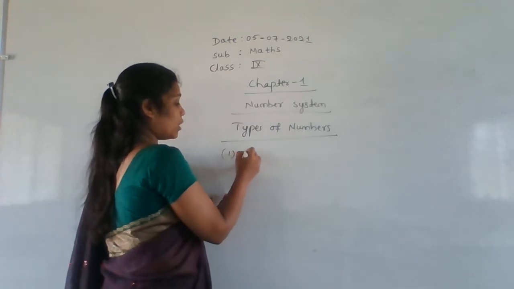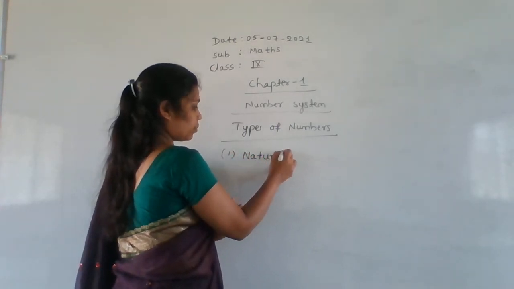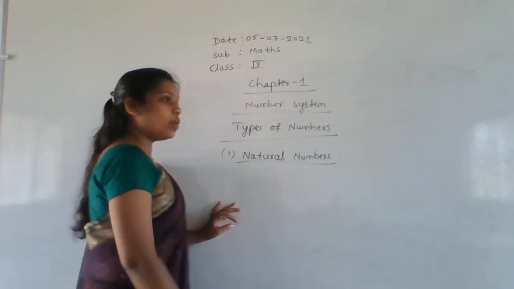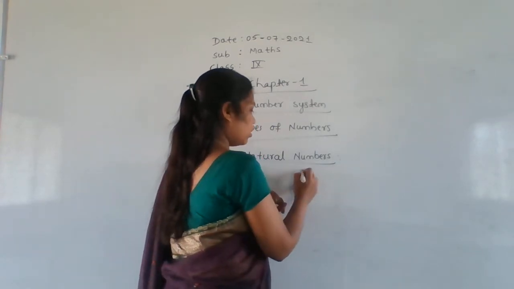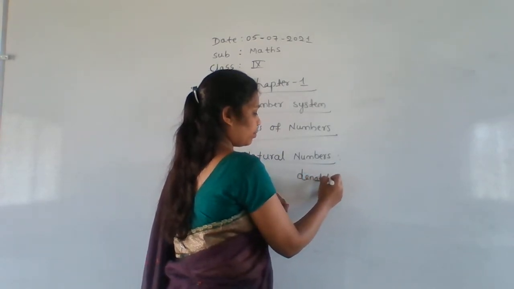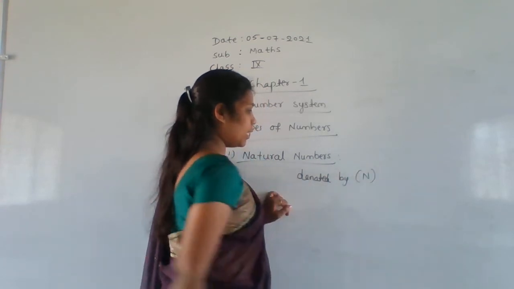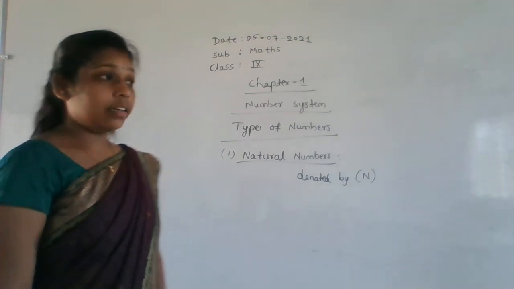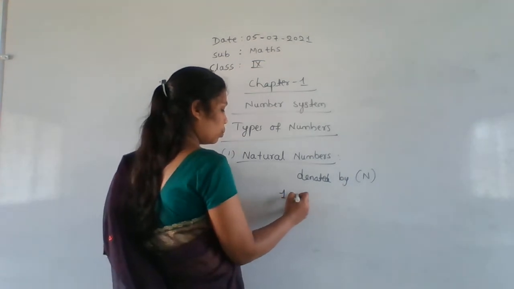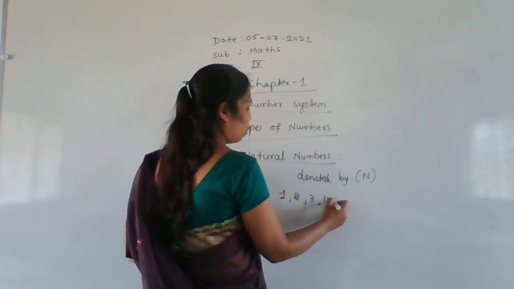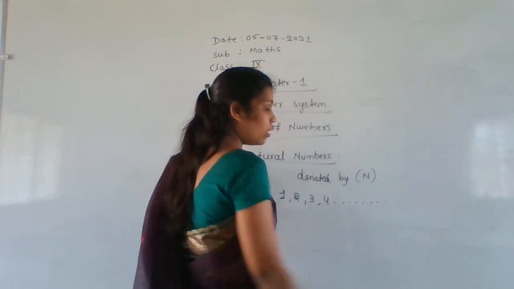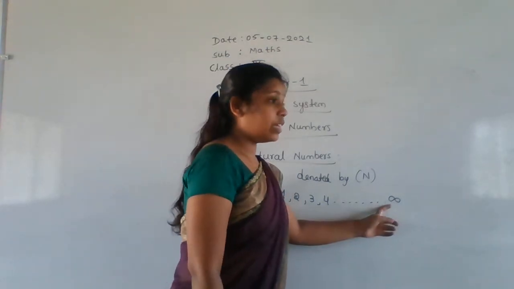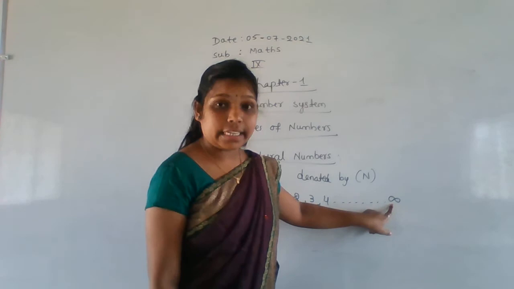First number is natural numbers. Natural numbers. So it is denoted by what? It is always denoted by capital N, right? So here natural numbers are always denoted by the capital N, and it starts with 1, right? 1, 2, 3, 4, and so on. What is the last number here? Last number is infinity. Okay, so always say what is the last number here? It is infinity. This symbol is called infinity.